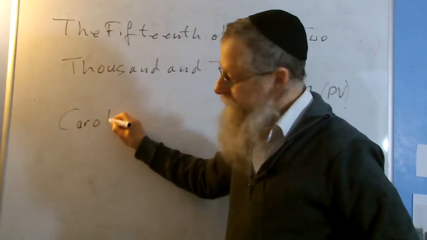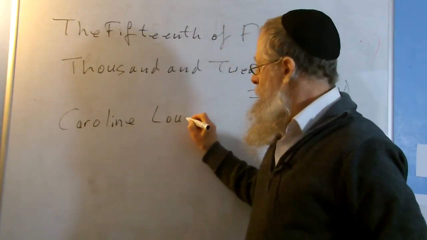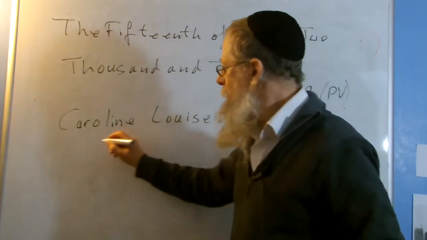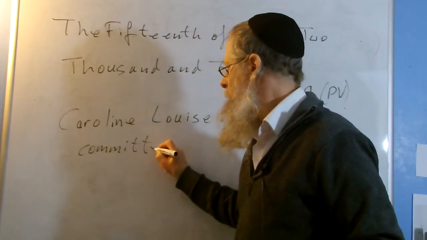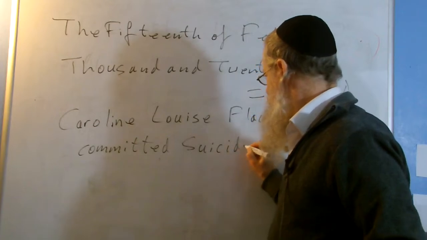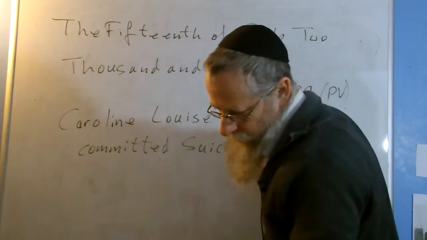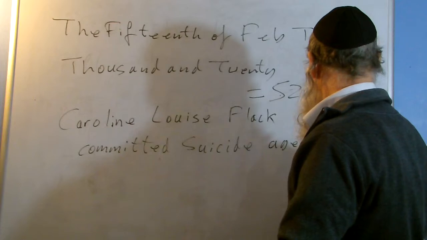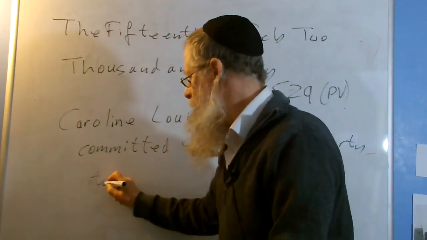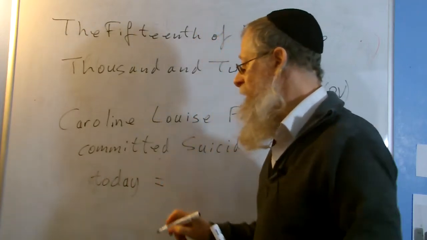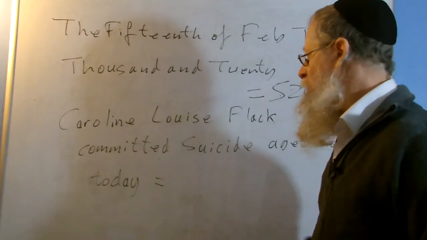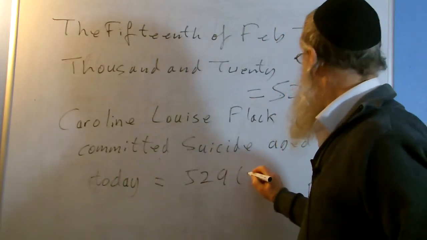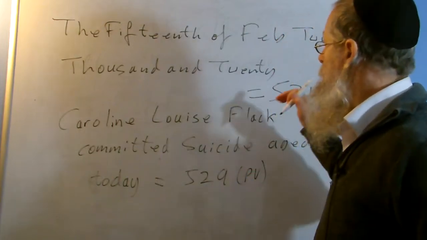So in her case, Caroline Louise, that's her middle name, Flack, committed suicide, aged 40, today. And today very often comes, most often that word comes into my connections in these things. I could miss it out. It usually comes in, and if I work that one out, it equals the same as the date at which it occurred.